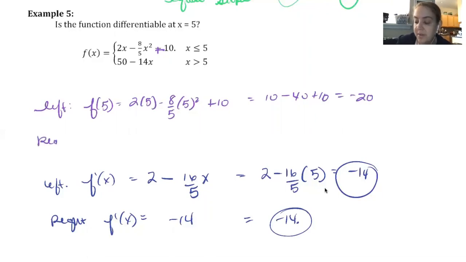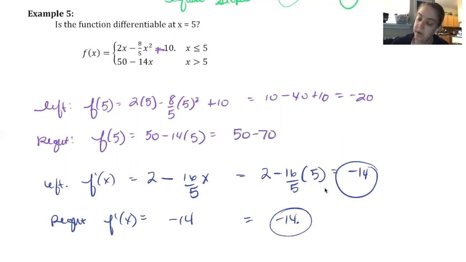If we try from the right, this is f of 5. Now we want to put it in this piece that's a little bit bigger. This is 50 minus 14 times 5. 14 times 5 is 70. So we've got 50 minus 70, which is a negative 20. So now the y values match. So that's great. It's a continuous function.